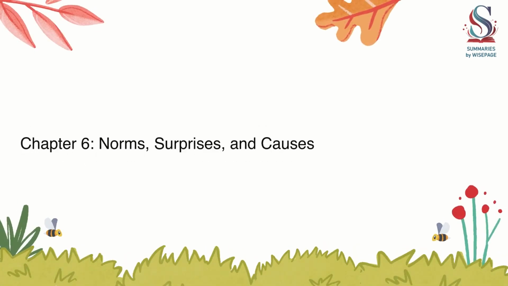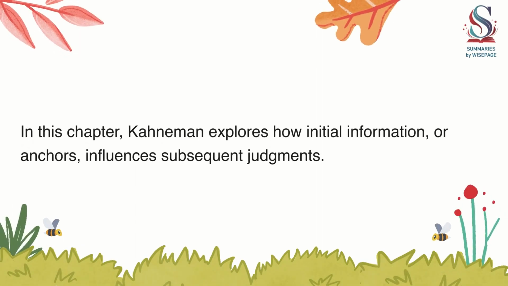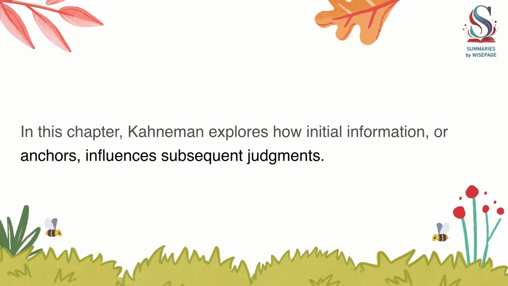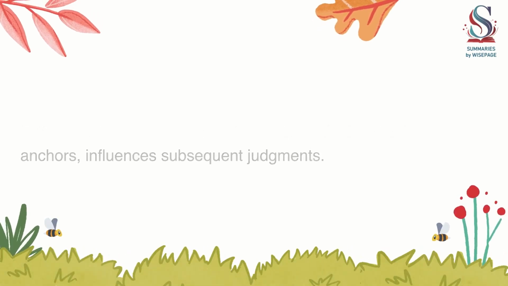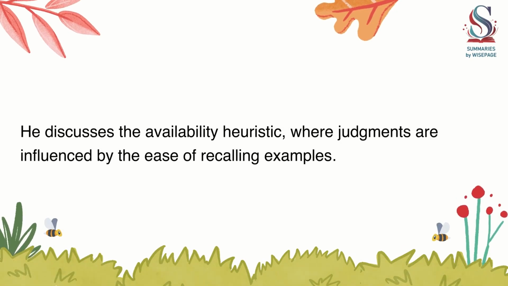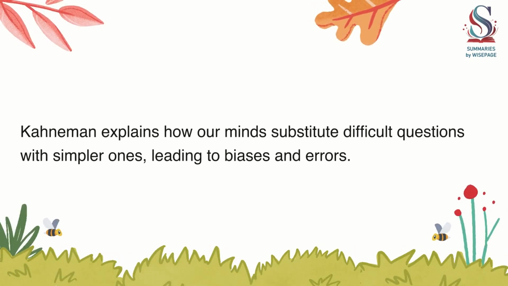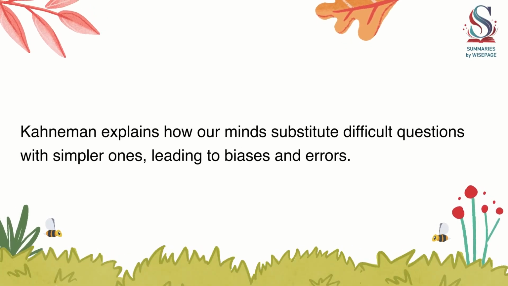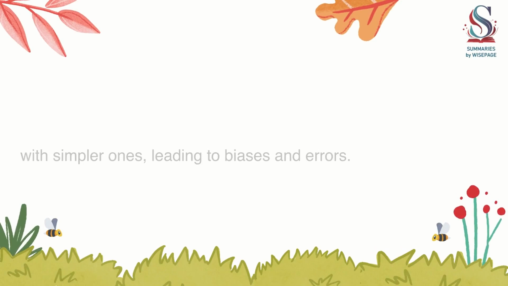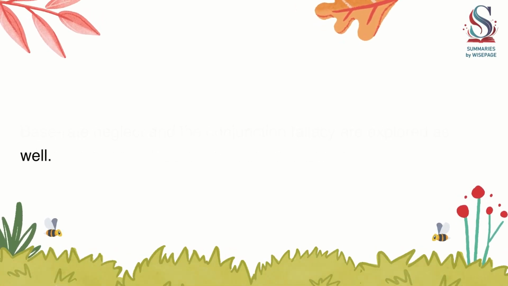Chapter 6: Norms, Surprises, and Causes. In this chapter, Kahneman explores how initial information, or anchors, influences subsequent judgments. He discusses the availability heuristic, where judgments are influenced by the ease of recalling examples. Kahneman explains how our minds substitute difficult questions with simpler ones, leading to biases and errors. Base rate neglect and the conjunction fallacy are explored as well.